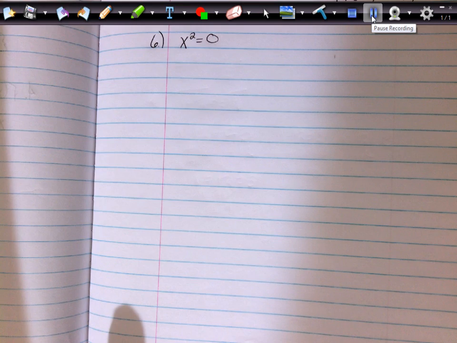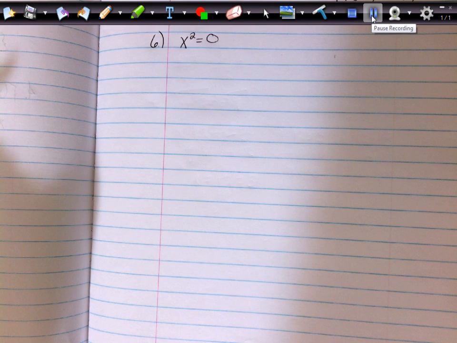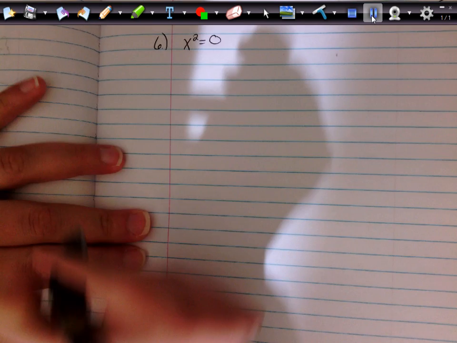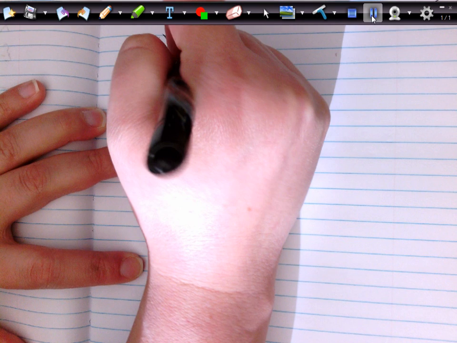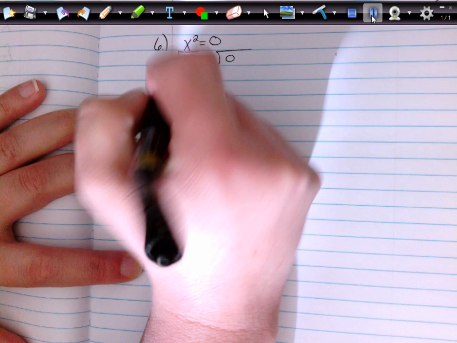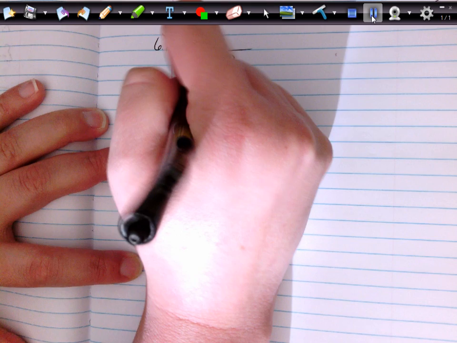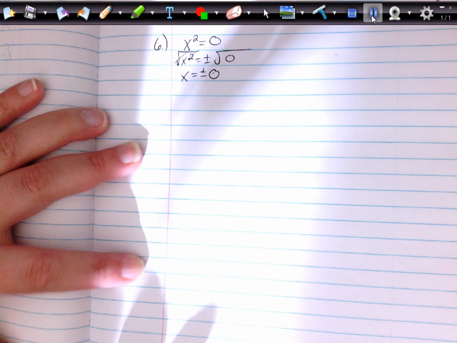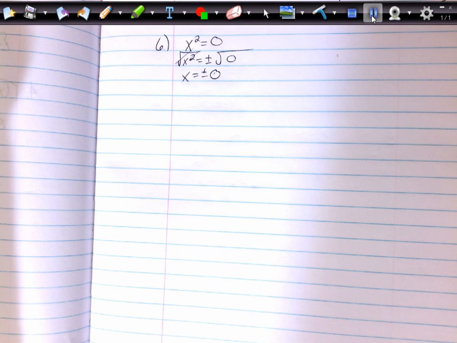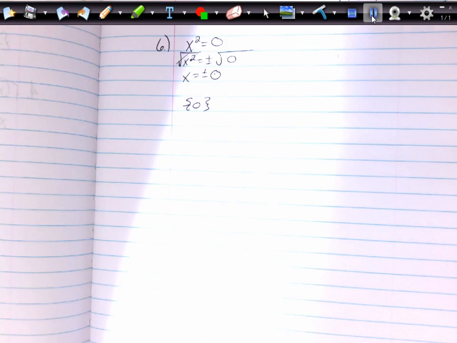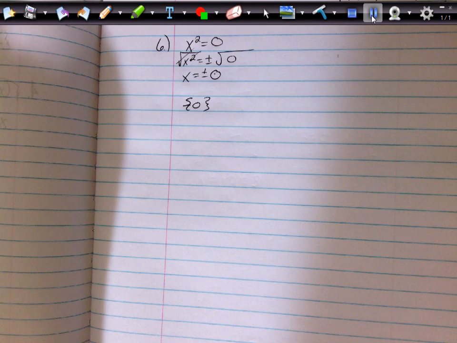All right, number 6 is x squared equals 0. This one's super duper easy. Again, to get rid of the squared on the x, we take the square root because squaring and square rooting are opposite operations. Positive and negative square root of 0. Well, here we have x equals positive and negative square root of 0, which is 0. Here you can't have a positive and negative 0, so my answer is just 0. Go ahead and make sure you have number 6 written before you move on.